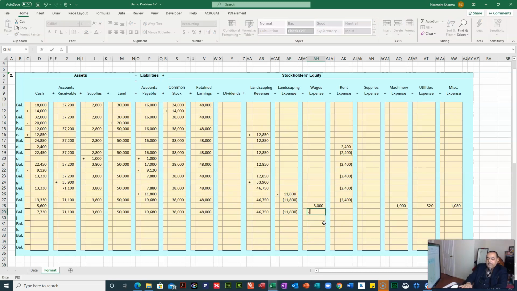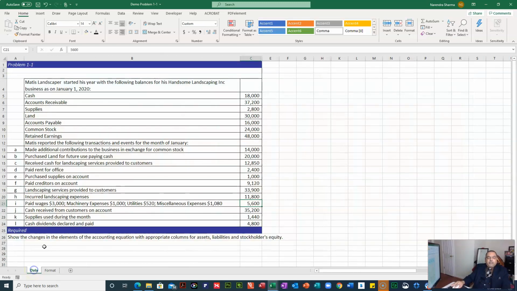This will be minus 3,000 because that's an expense. This will not change, minus 2,400. This will be minus 1,000. So we put it in parentheses, minus 520. And this is minus 1,080. Okay, so that's taken care of. Now we go on to the next item.